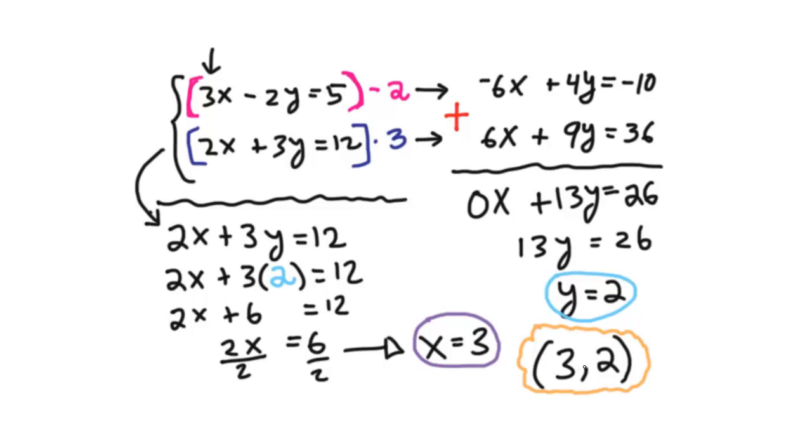Now this point, graphically, is the point of intersection between these two equations. That's where the two lines will cross, at the point (3, 2). And that's the solution to this system, and we're happy. Big smile.